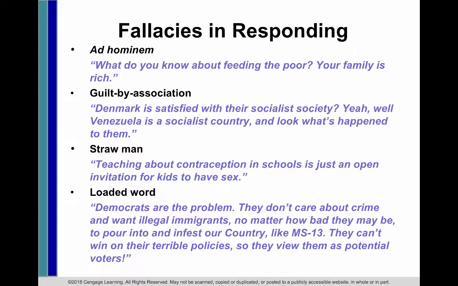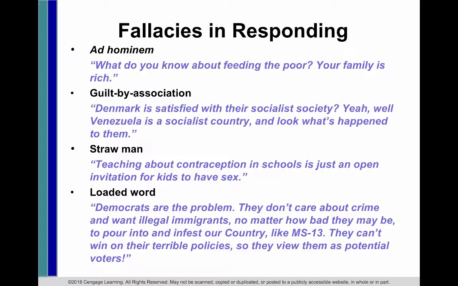Finally, the loaded word fallacy uses emotionally laden words to distract from the speaker's argument and cause an emotional reaction in the audience. This final example, and you probably know where this quote came from, actually contains all of the fallacies on this slide. It uses ad hominem attacks on Democrats. It uses guilt by association to link immigrants as a whole with MS-13 gang members. It uses straw man to misrepresent and dismiss the whole immigration issue, and of course it uses lots of loaded words and phrases to make an emotional argument that is devoid of logic.